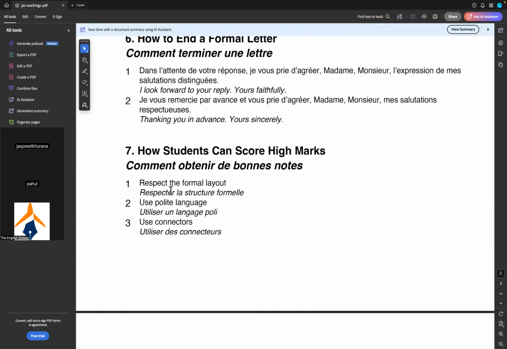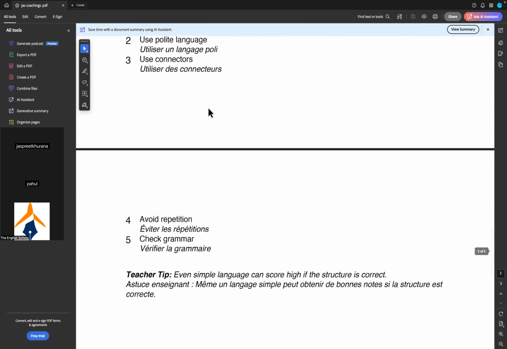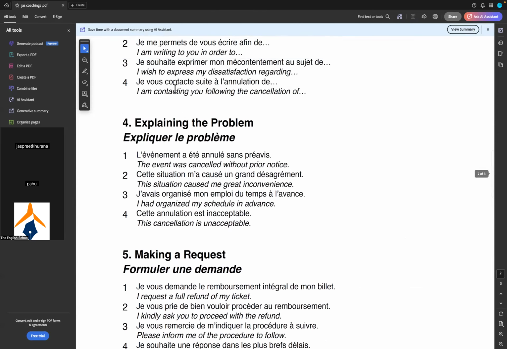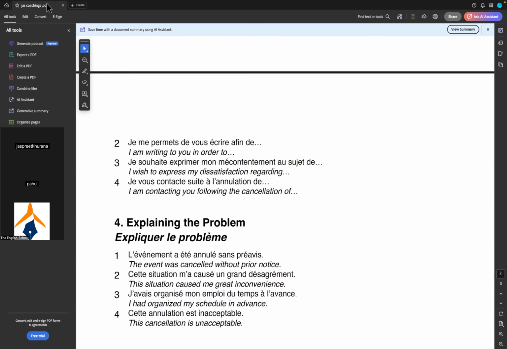Now, how can a student respect the formal layout? You have to use polite language and you have to use the connectors like explained above. Avoid the repetition of the sentences and you should check the grammar. Okay. So this is how you can write section B.